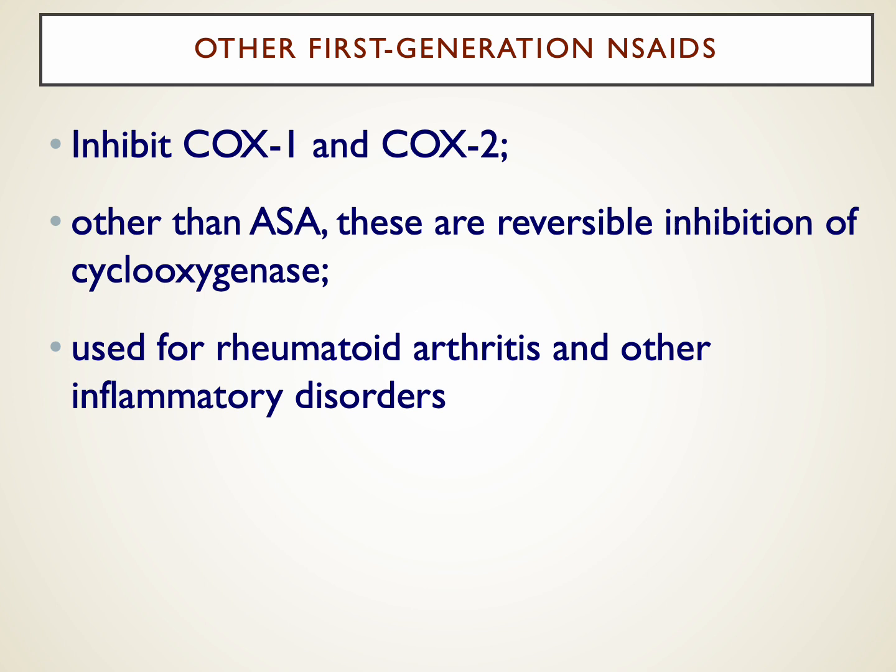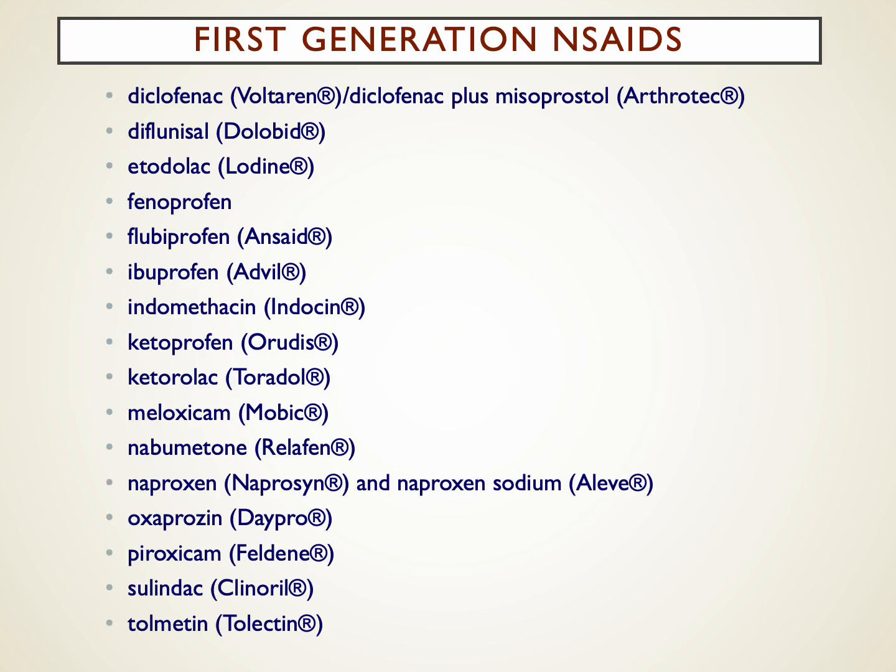The other first-generation agents are also effective. In the next slide, we'll go through those. Here are all of them that are on the market. Really, the two that are over the counter that you will see are ibuprofen and naproxen. The remainder of these agents you may not see very often, or you may see on occasion, but for the most part, these are all cyclooxygenase 1 and 2 inhibitors.